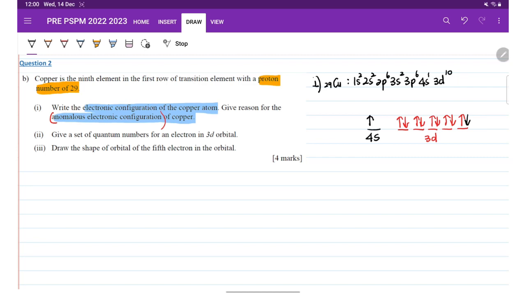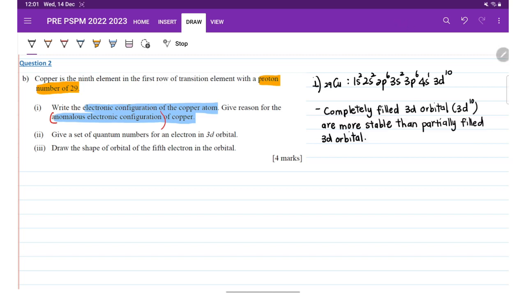Okay, so the question asks to give a reason for the anomalous electronic configuration. So the reason is: a completely filled 3d orbital, 3d10, is more stable than a partially filled 3d orbital. So there will be 2 marks for this question. 1, the correct electronic configuration of copper, which must have the anomalous case at the back. And another mark is for your explanation. Okay, moving on to the next question.